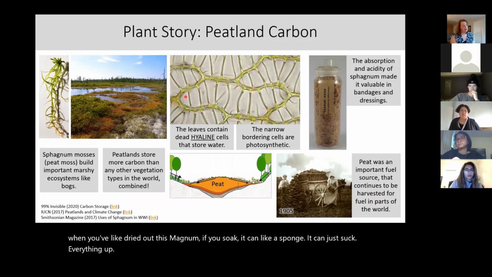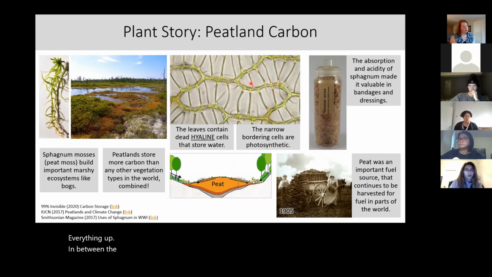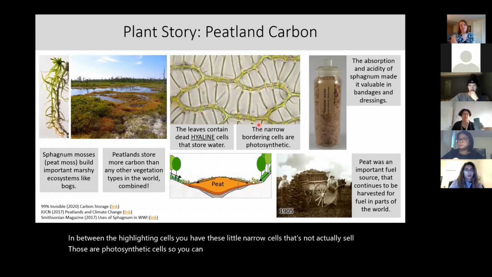In between the hyaline cells, you have these little narrow cells. That's not actually cell wall. Those are photosynthetic cells. So you can see most of the area of the sphagnum leaf is just these cells that will hold water.